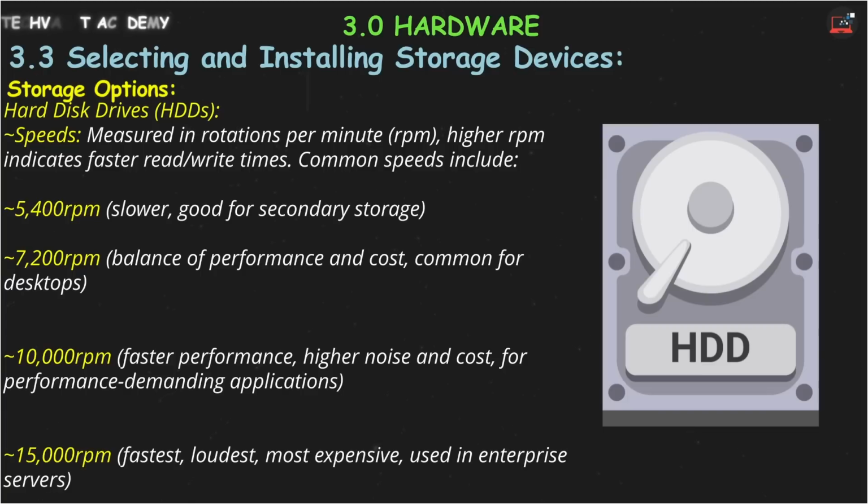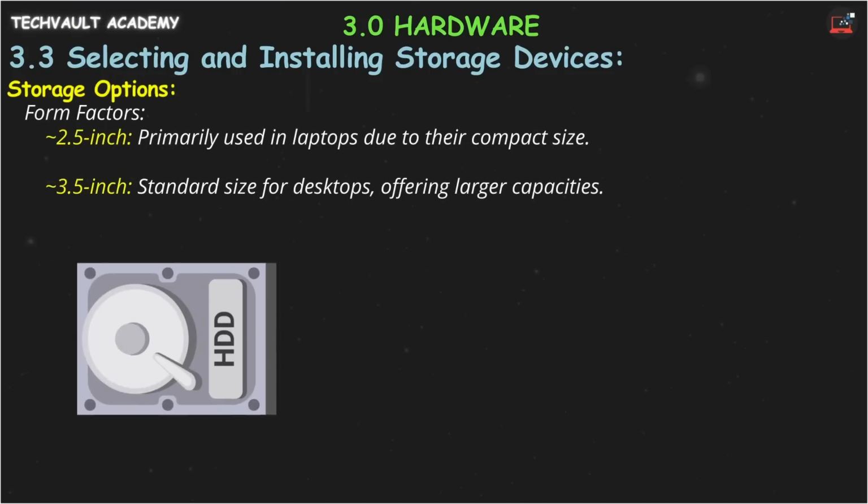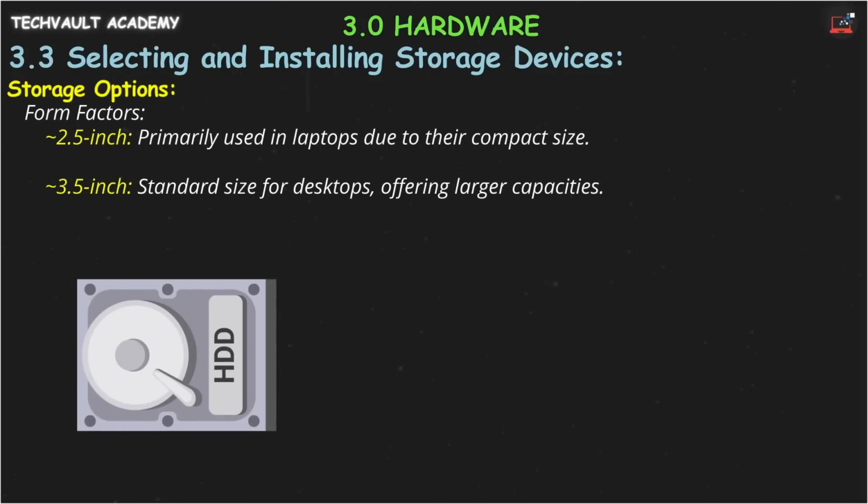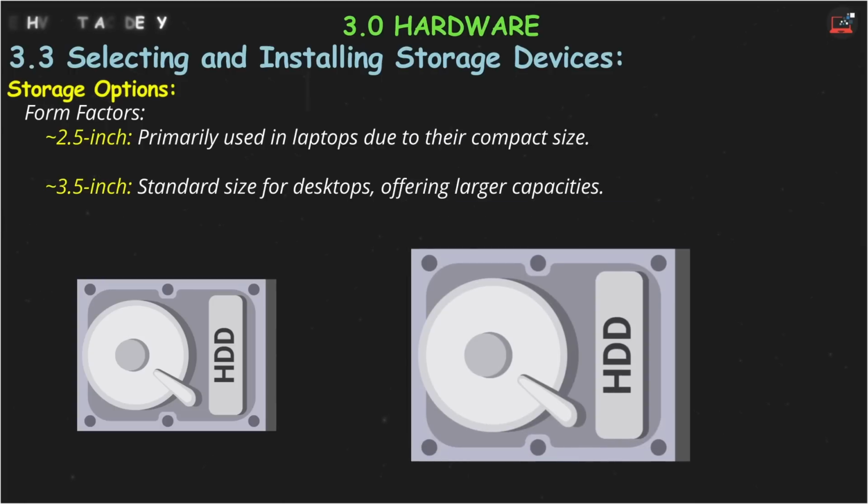10,000 revolutions per minute offers faster performance, with higher noise and cost, for performance-demanding applications. 15,000 revolutions per minute is the fastest, loudest, and most expensive, used in enterprise servers. Form factors: 2.5-inch, primarily used in laptops due to their compact size. 3.5-inch, the standard size for desktops, offering larger capacities.